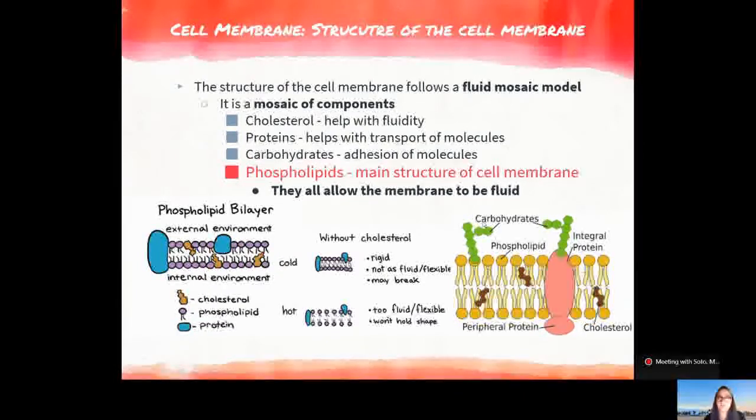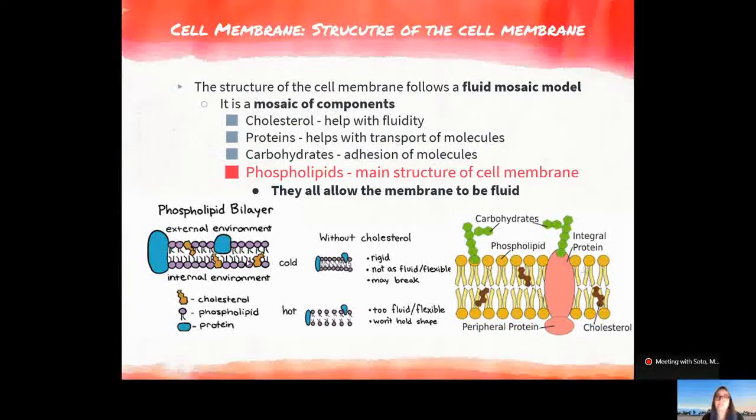Now, it is important that you notice this is a bilayer, so it's a layer of two rows of phospholipids. So when something's outside of the cell, it's called extracellular. When it's inside of the cell, in the internal environment, so this is the outside of the cell, this is the inside of the cell. The inside's called intracellular. So again, those prefixes, extra means outside, intra, inside.